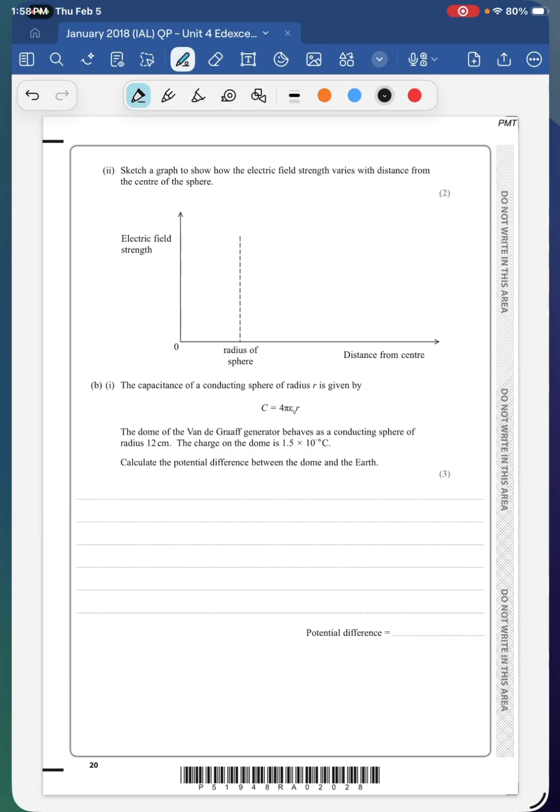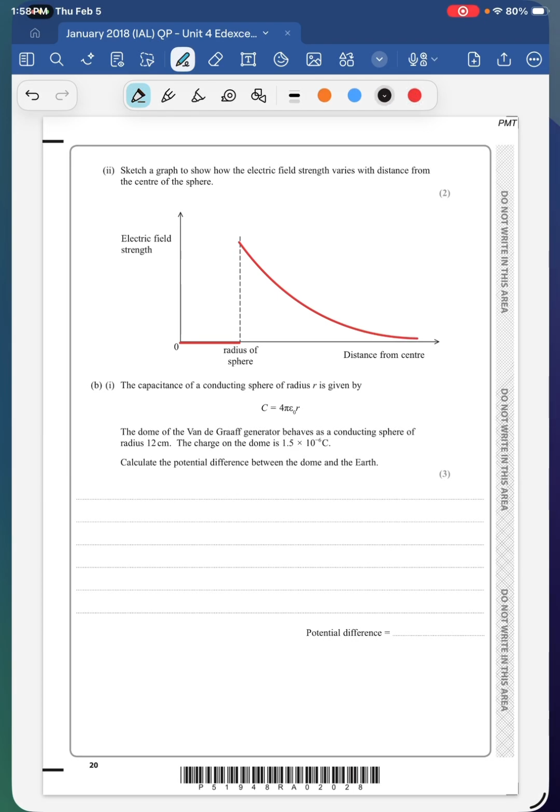Part 2. Sketch a graph to show how the electric field strength varies with distance from the center of the sphere. Okay, so that's the radius of the sphere, and then the distance from the center. So inside the sphere, the electric field is 0. We can draw a line there at 0, and then outside we have this situation. Okay, and that's the answer.